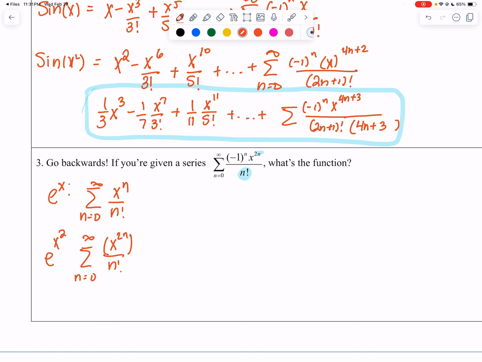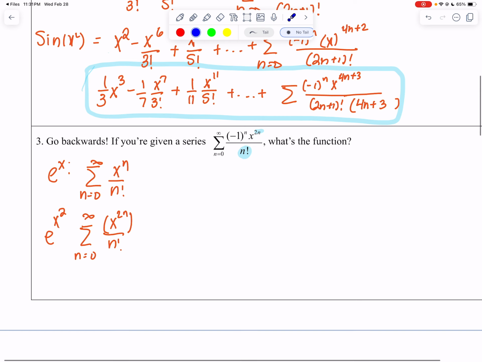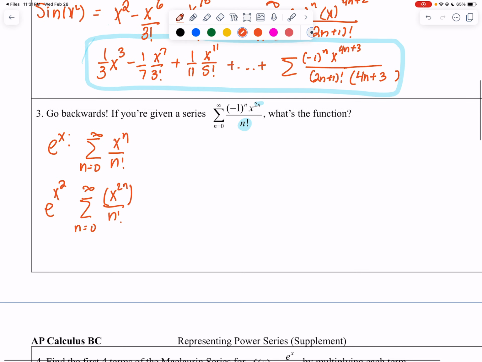Okay, so that gives me this part right here. The only part I'm missing is the negative 1 to the n, which just makes my signs alternating. If I'm alternating signs, then let's have my series to be e to the negative x squared. That's going to give me negative x squared to the n over n factorial.